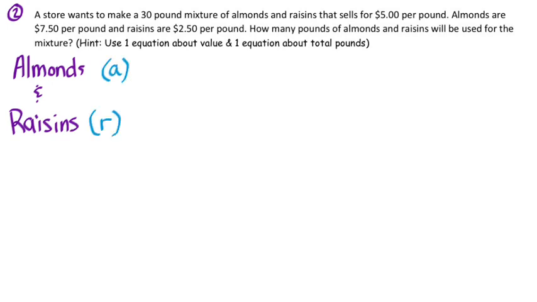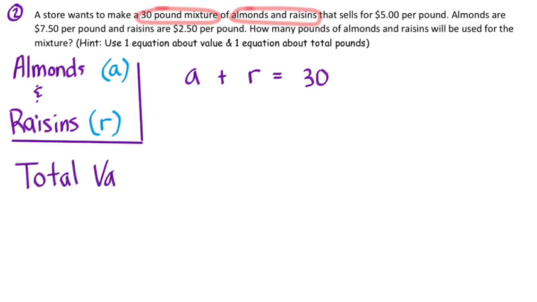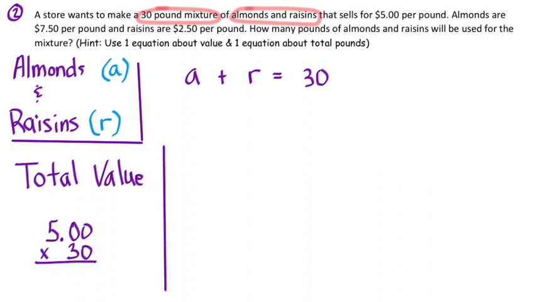So we already know that we have almonds and raisins for a total of 30 pounds, right? The pounds one is easy. The quantity is super easy. But what was the value of the almonds? The value of the almonds was $7.50 per pound, and the value of the raisins was $2.50 per pound, right? But what's the total value of this 30-pound mixture? Well, they're selling it for $5 a pound, and they're making a 30-pound mixture. So $5 times 30 is $150.